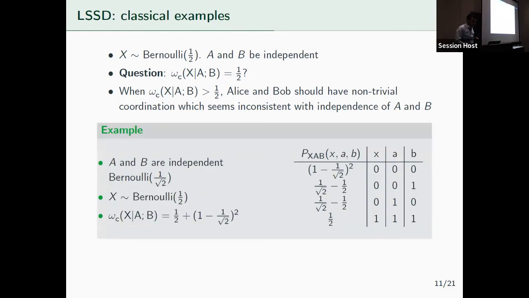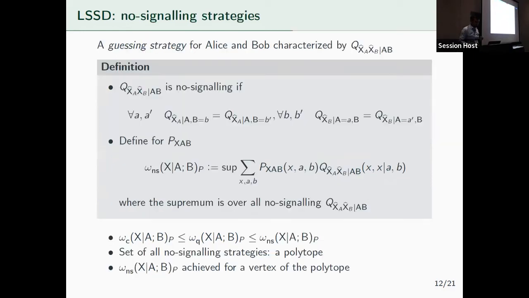But we actually find examples where A and B are independent, and X is Bernoulli 1/2, but they can find the value of X with some non-trivial probability. So although A and B are not correlated, their correlation with X can be used to estimate X with some non-trivial probability. Now, we can ask what is the quantum value of these two examples. I will answer this question later in my presentation.